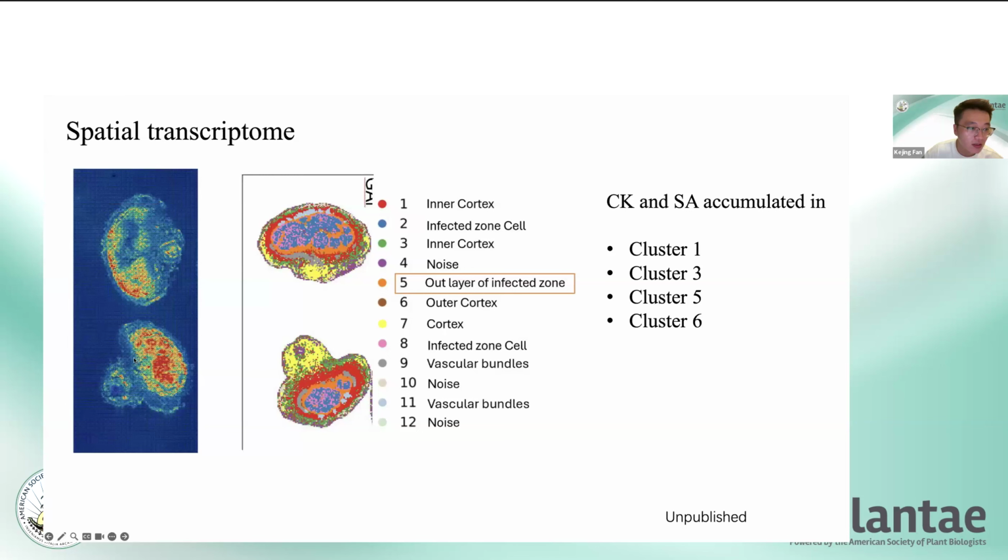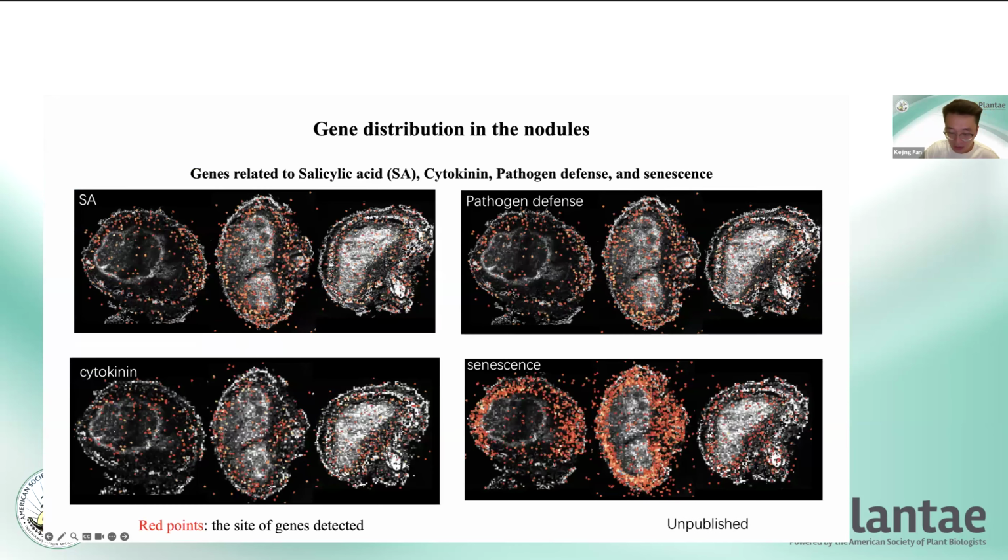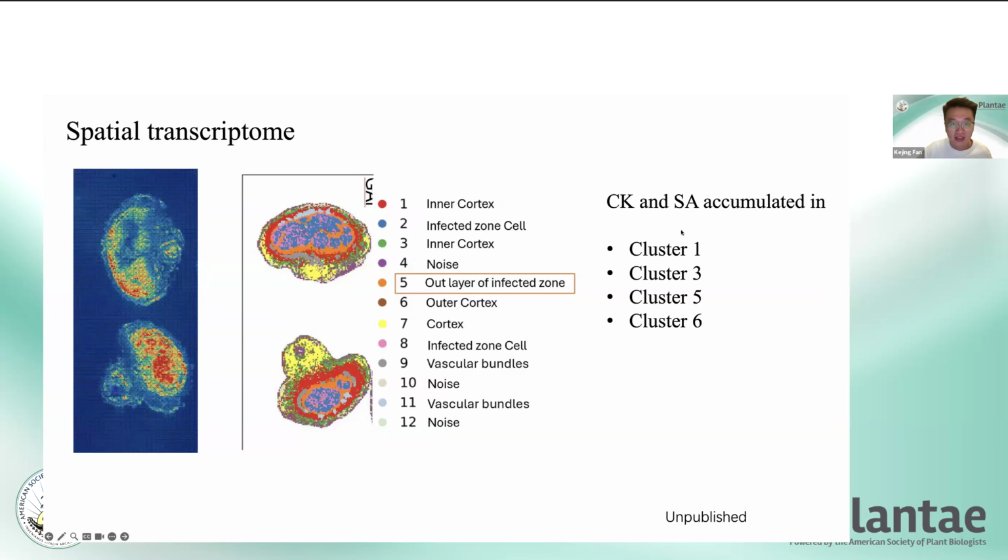Here we use two nodules. And after the sequencing, we did the cell type clustering analysis. We got 12 different cell types in total. This cell type 5 was first identified by us. It was never identified before. And we found that the CK and SA accumulated in cluster 1, cluster 3, cluster 5, and cluster 6.